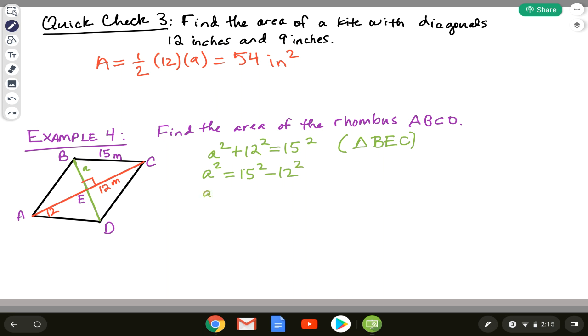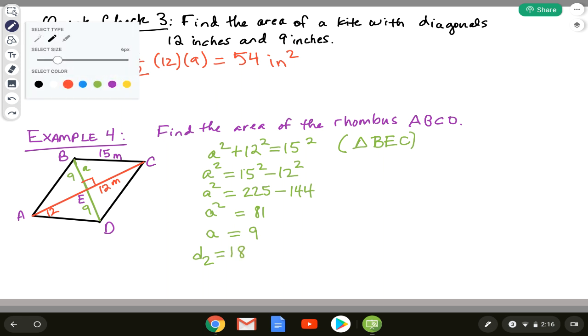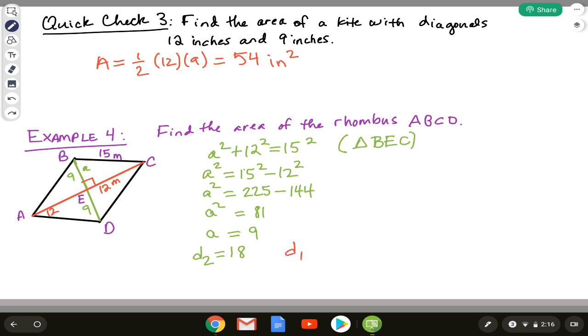So I would get A squared equals 15 squared, which is 225, minus 12 squared, which is 144. So I'm going to get A squared equals 81 when I subtract those. And then the square root of both sides would give me A equals 9. So now we know that this piece is 9, and the other piece has to be the same length. So my diagonal 2 will be 9 plus 9, which is 18. My diagonal 1 will be 12 plus 12, which is 24.